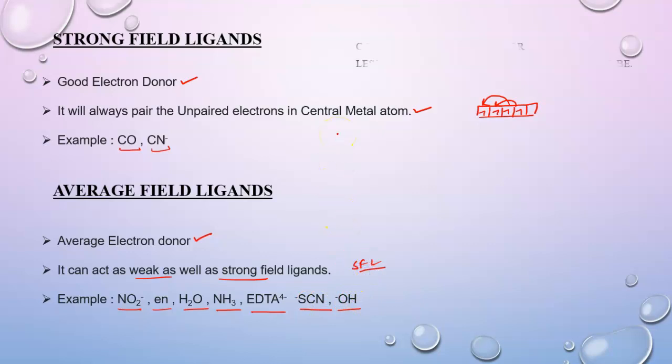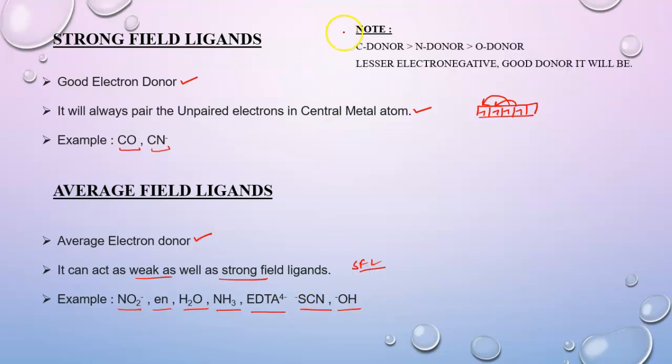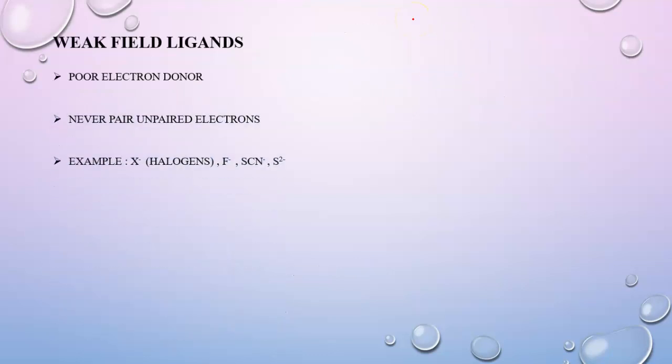And next, here comes the note. You have to keep in mind that whenever a less electronegative atom is present, it would be a better donor. As mentioned, lesser electronegative, good donor it will be. So you know, carbon as compared to oxygen is very less electronegative, which is why it is going to be a good donor. Okay.